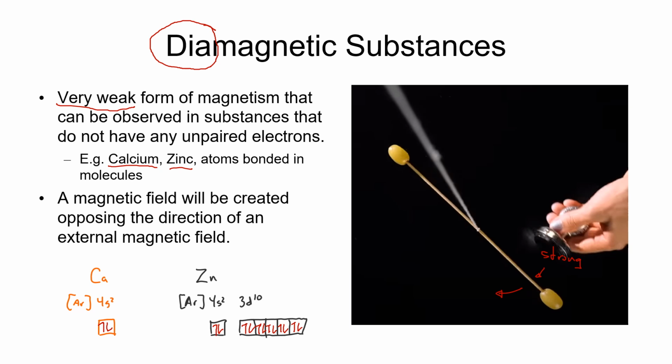Bonded molecules will also have this. So, of course, all organic matter, water, anything that's bonded generally has all the electrons being paired, and you'll get a very weak repulsion if you have a strong enough magnet to measure that.